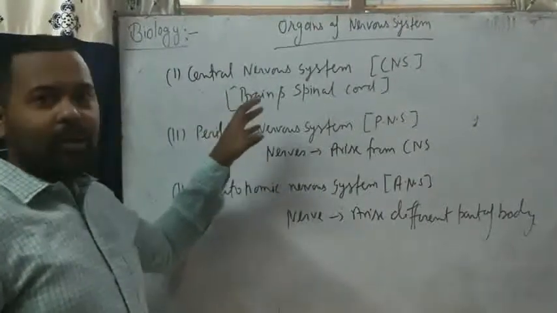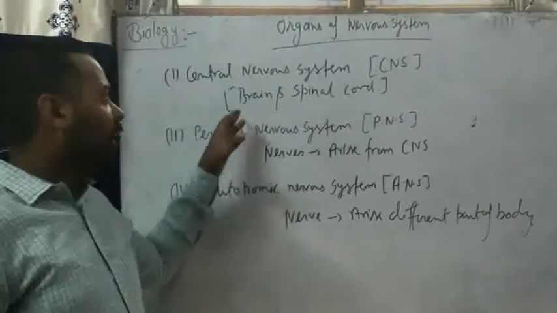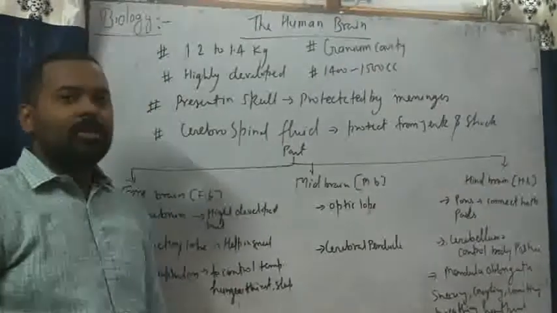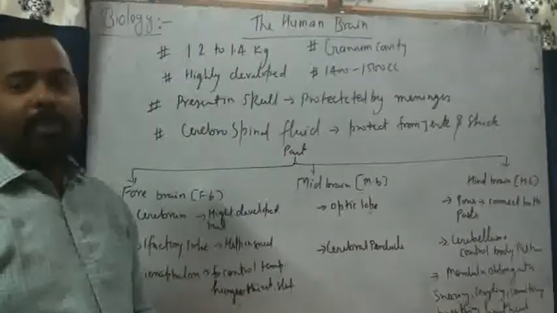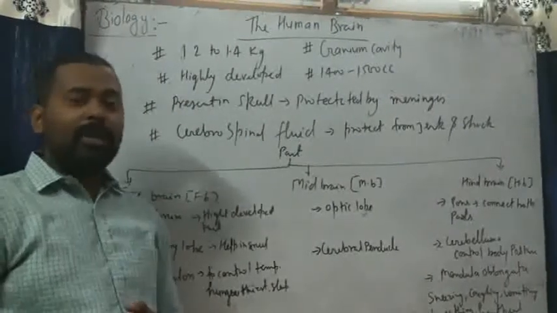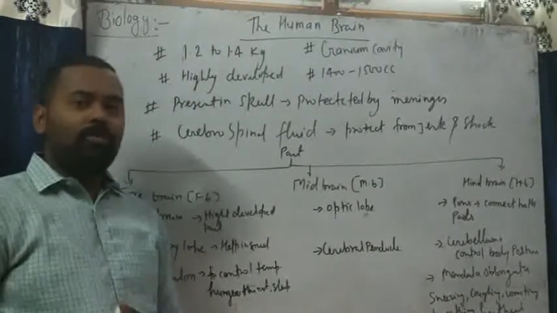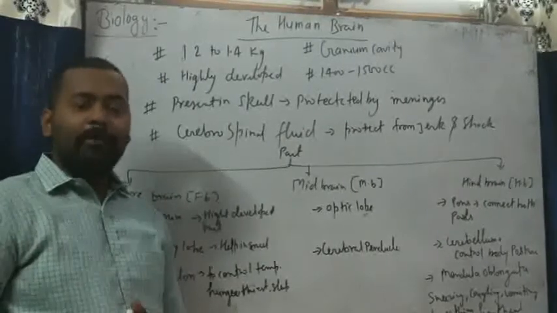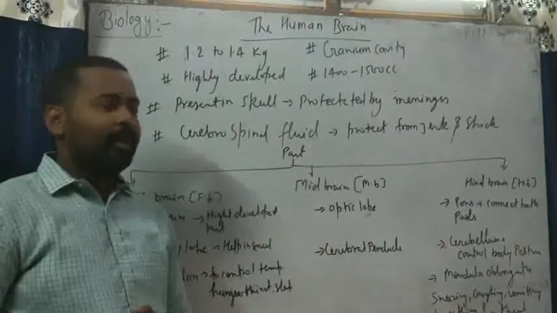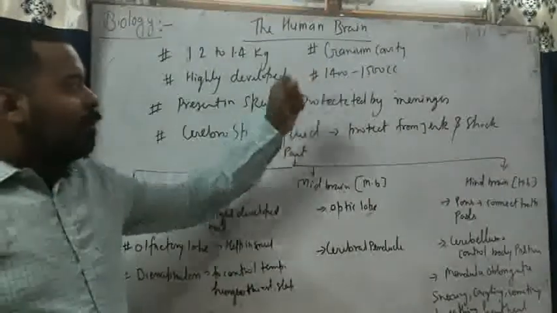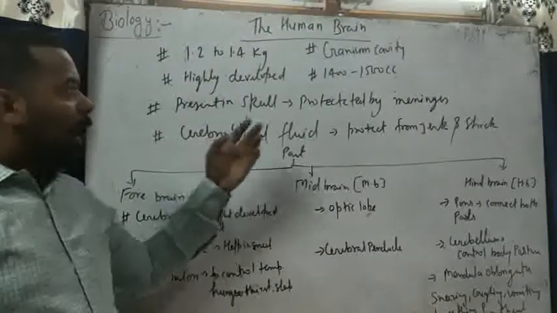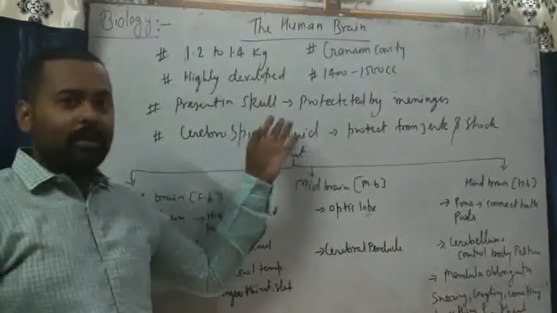Okay, I'm going to make the chart of the brain and its parts. In the central nervous system, the first part is the human brain. The human brain is the highly developed organ present in the human body. The weight is about 1.2 to 1.4 kg. If we talk in grams, it is 1200 to 1400 grams. It is present in the cranial cavity, which is also called our skull.